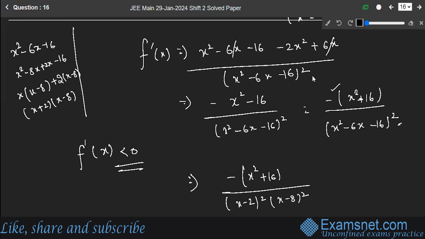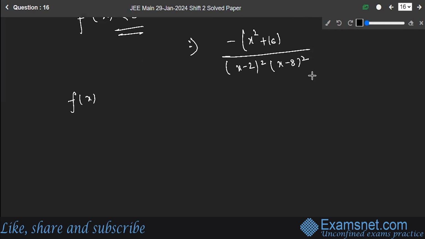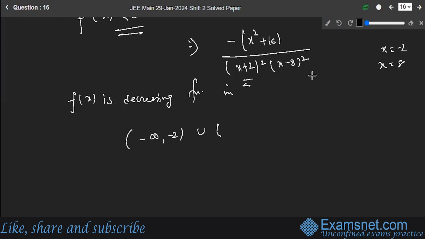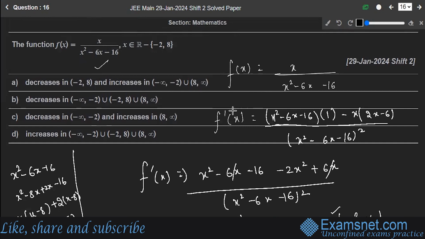So f(x) is a decreasing function from here. It was x plus 2, right? So here this is x plus 2 and x minus 8. That means I will have minus infinity to minus 2, union minus 2 to 8, union 8 to infinity. So this is the decreasing function in this. Let's check with the options. You have this as the right answer.